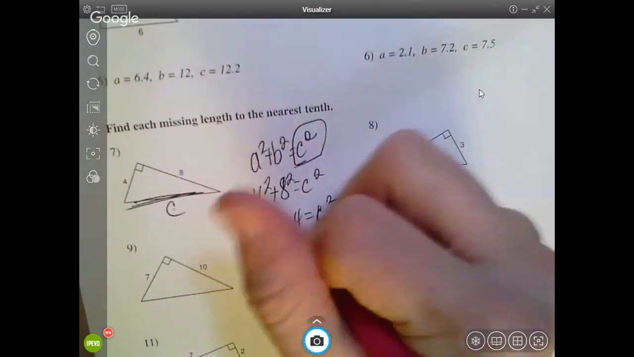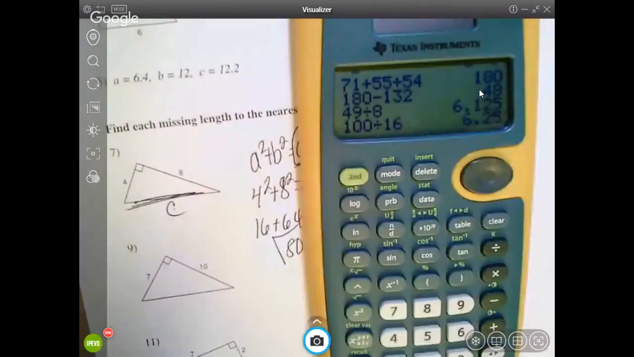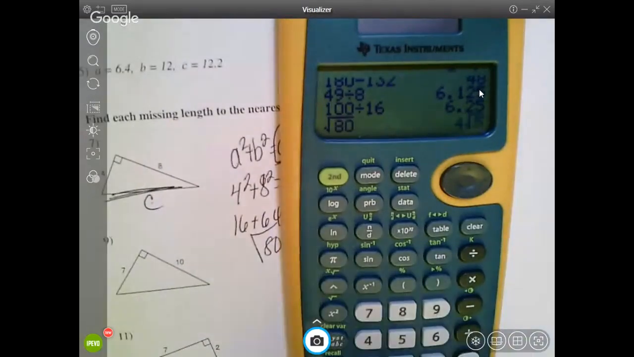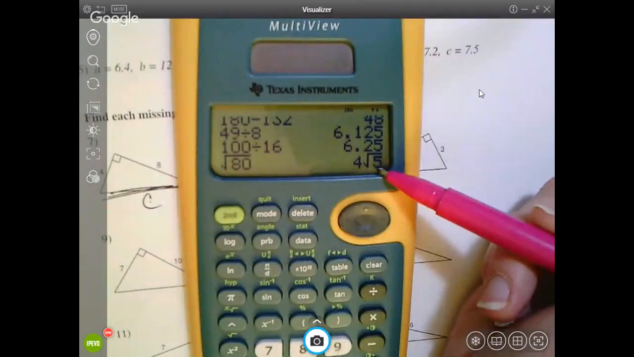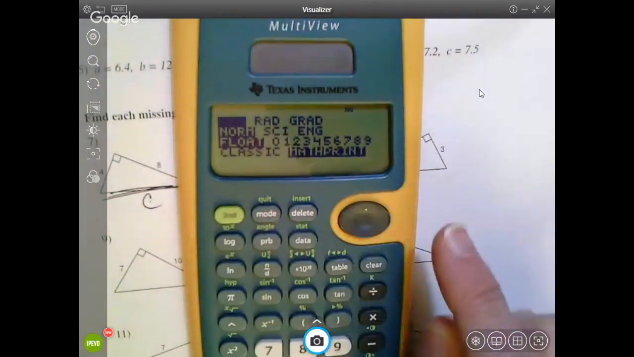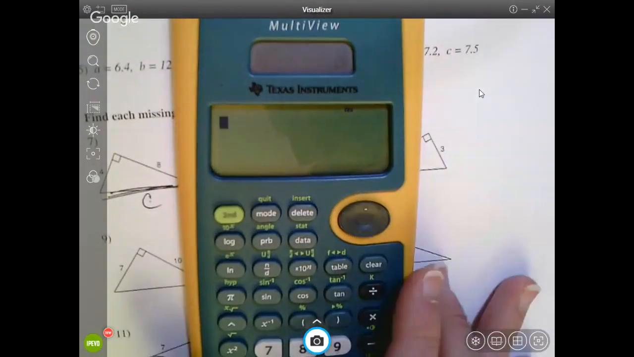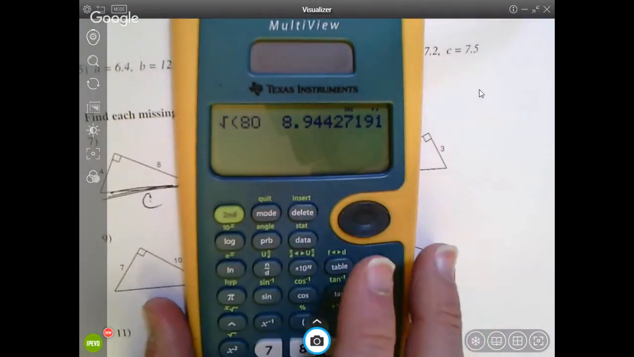Okay, so when I take the square root, how we do it on the calculator is you have to hit the second button, and then this x squared gives you the square root key. And then you have your answer. But look, this isn't what I want. So I have to go back to mode, switch it to classic, and then I can do it again. Square root of 80 and get the decimal.